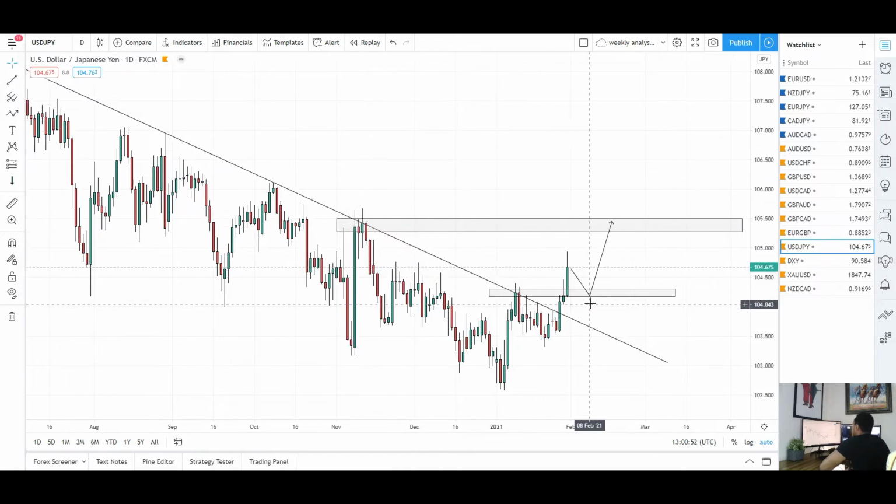So could be seeing some retracement to start the week off potentially, or maybe we might just take off straight away, but probably expect to see some retrace and then continuing to the upside to go and test 105.500.